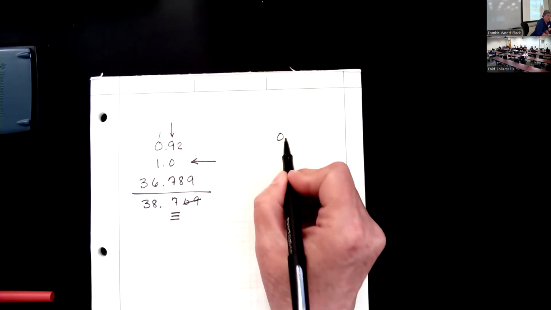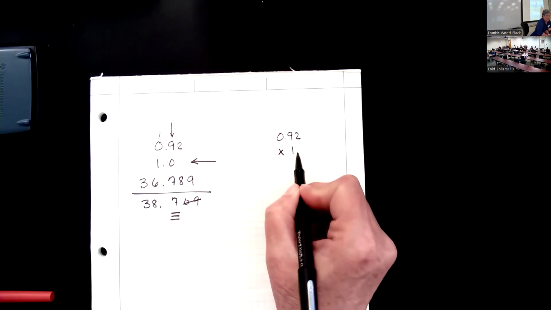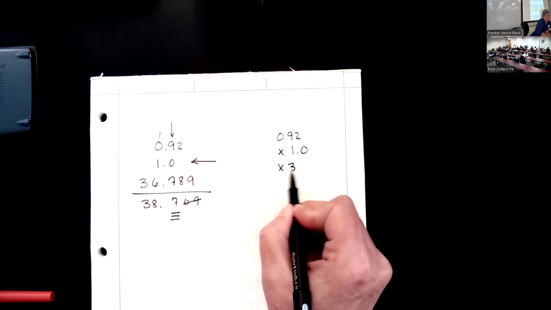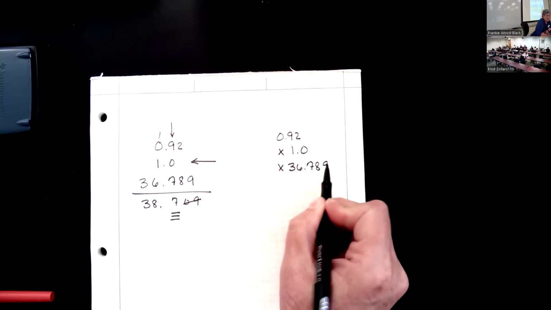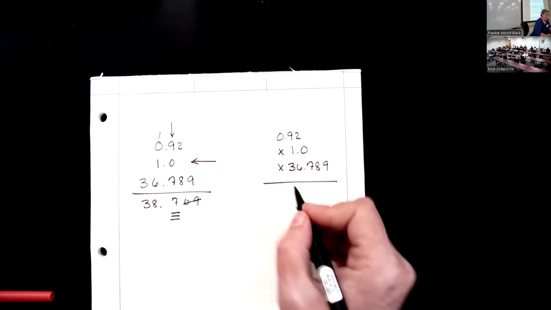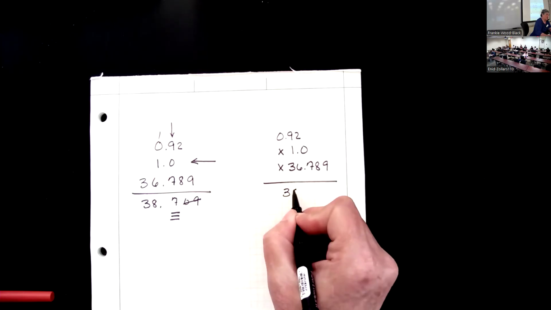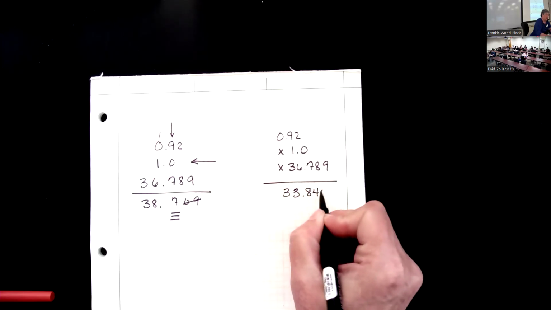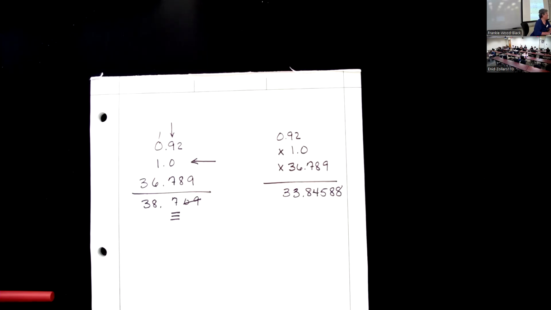Okay, when you're dealing with addition and subtraction, you're using the columns that you're playing with for the numbers. Now, if I am multiplying 0.92 times 1.01 times 36.789, if I do that multiplication, my calculator is going to give me 33.84588. Well, we know we cannot report that. We know for a fact we can't do that.